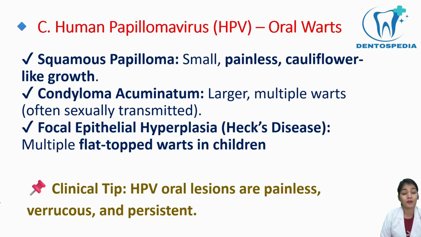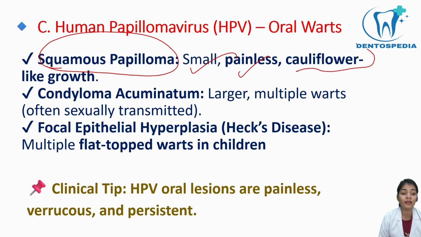Now see, next is human papilloma virus or oral warts. So see, HPV causes benign epithelial proliferations in the oral cavity. Now, types of oral human papilloma virus lesion. So first is squamous papilloma. So see, it will be a small, painless and cauliflower-like growth. So please remember this cauliflower-like growth. Understood? There will be small, painless, cauliflower-like growth and is common on tongue, lips, and soft palate.